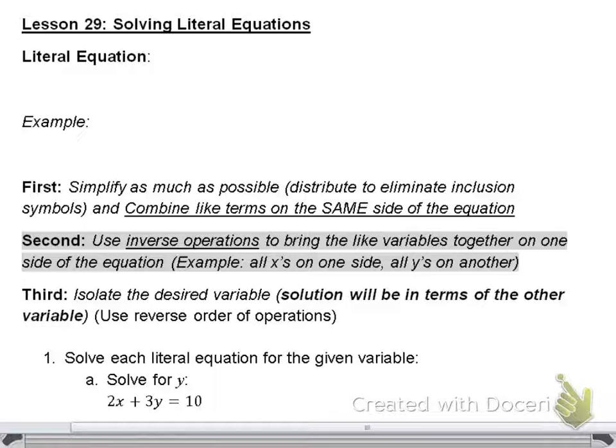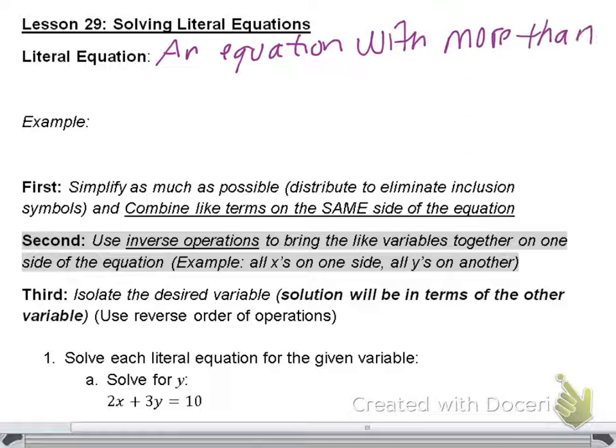Boyle's math class. We're going to start today with a definition for a literal equation, and that is an equation with more than one variable. So very simple, just write that in. An equation with more than one variable.